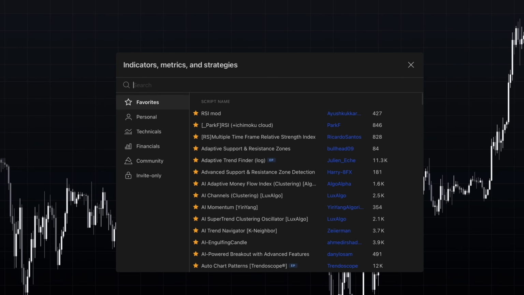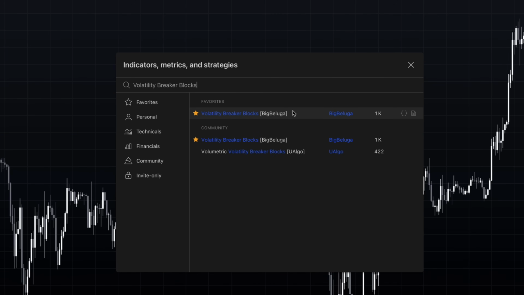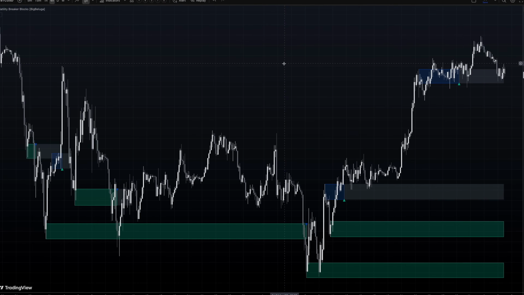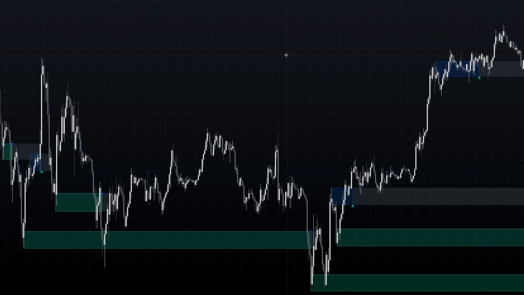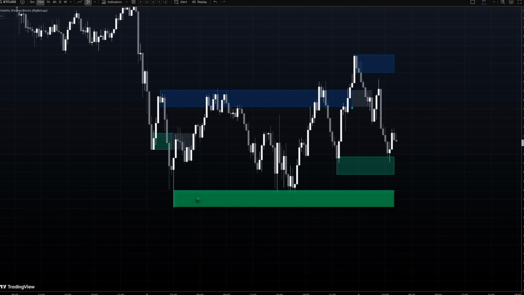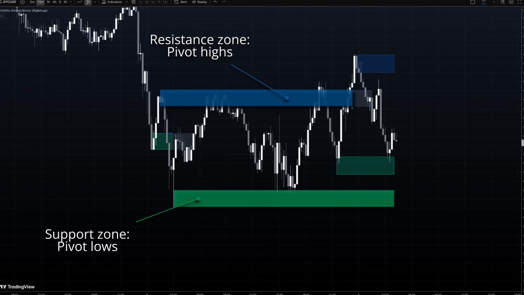Created by Big Beluga, the Volatility Breaker Blocks indicator identifies potential support and resistance zones by detecting areas of high volatility around pivot points in price action. The tool generates color-coded blocks at these significant volatility events, with green blocks marking support zones, pivot lows, and blue blocks marking resistance zones, pivot highs.